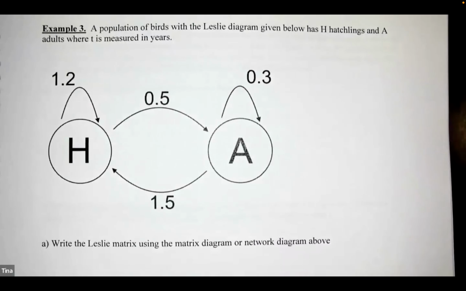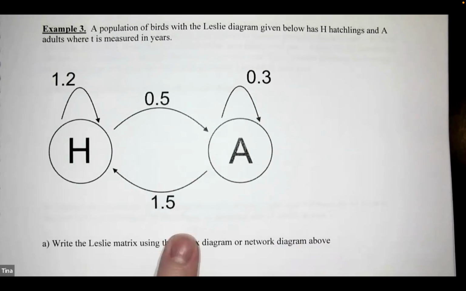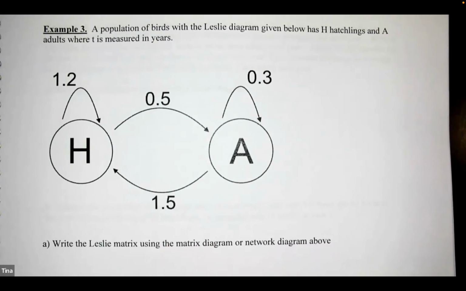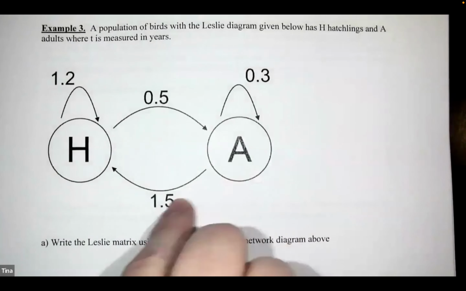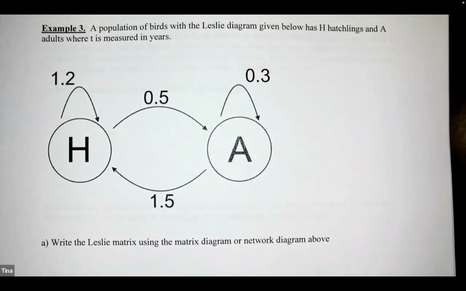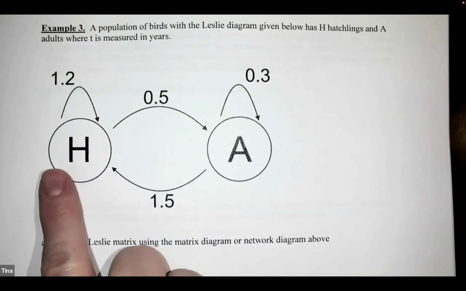Okay. So here we've got a population of birds with a Leslie diagram given below. So we've got H for hatchlings, A for adults. So in terms of this diagram, sometimes they call it a matrix diagram or a network diagram. So many words for the same thing. Basically, you've got a picture with arrows, right? And so from the picture with arrows, you want to make a matrix, okay? So let's take a look.